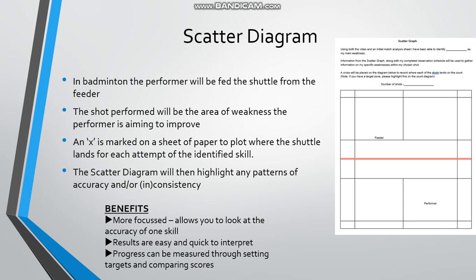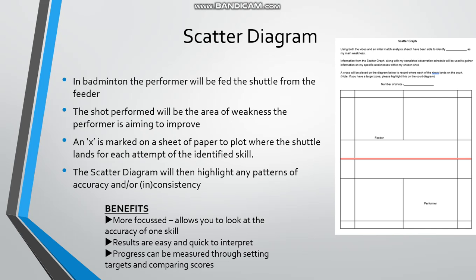So this will highlight patterns or consistencies or inconsistencies. So if you're hitting the overhead clear right to the back tram lines, 10 out of 10, that clearly shows you that that's a strength. Maybe if you do, I don't know, a drop shot and it's landing quite far back of the court and it's not landing just past the net, that easily identifies that that is a weakness.